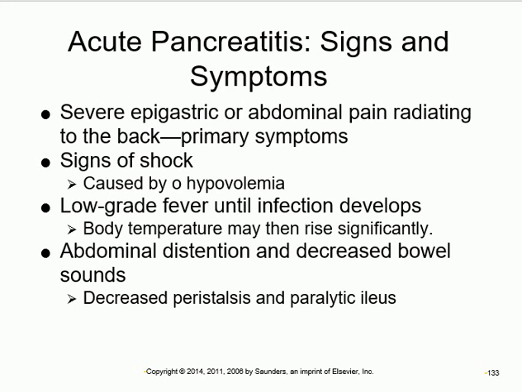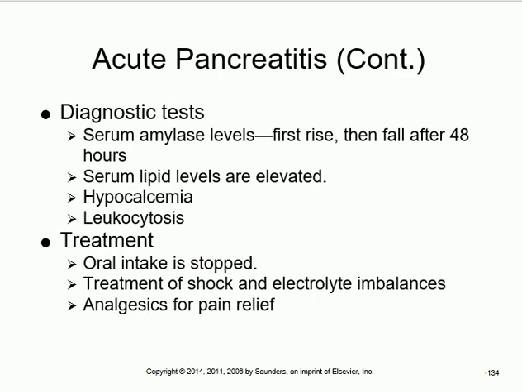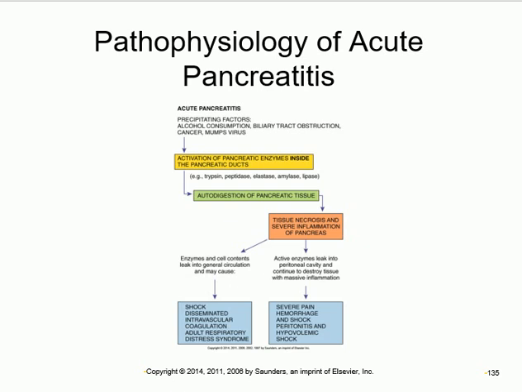If it is acute, it will be pain, which is the most important of all, and can be followed by shock, which is hypovolemia. Diagnosis: measure the enzymes and do a CT scan or something, and treatment.